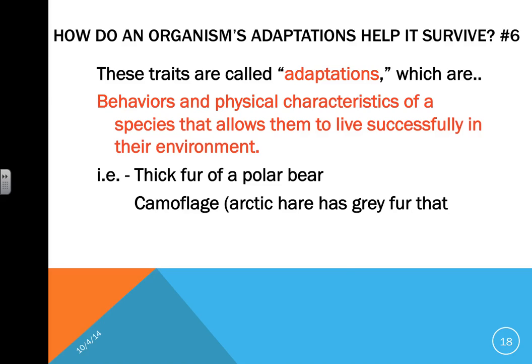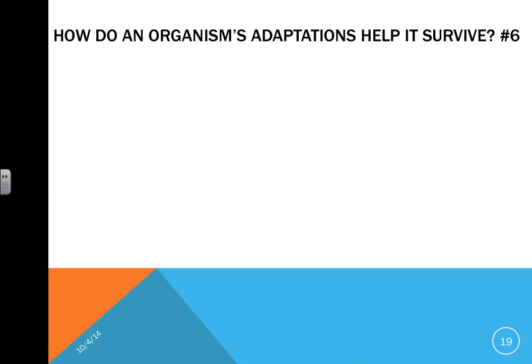Camouflage, think about an Arctic hare, that's a rabbit. It has gray fur that turns white in the wintertime. So it's gray in the summertime when there's no snow. It kind of matches the forest floor. And then when it turns white in the wintertime, it matches the snow. So this is, again, a physical characteristic that an Arctic hare has that allows it to better successfully live in its environment.